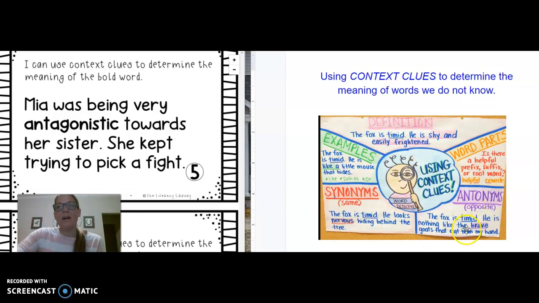Antonyms. Antonyms means the opposite. The fox is timid. He is nothing like the brave goats that eat from my hand. So if he is timid and he's nothing like the brave goats, that means he's the opposite of brave. Sometimes also when we're looking at antonyms, the author will use comma but, because but is a conjunction that helps us to, I'm going to use a big fancy word right now, negate. Negate means to go against whatever we just said.